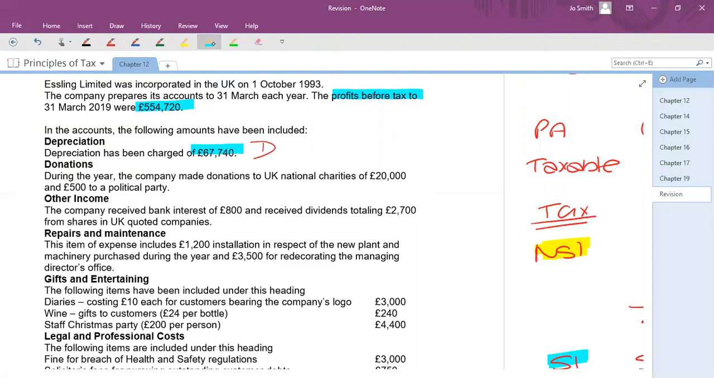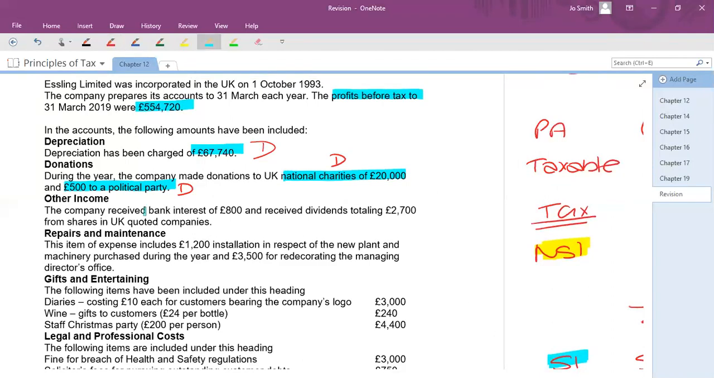And then we've got some donations. Donations are to a national charity and a political party. Both of those are disallowable. The only donations that are allowable is if you've got a local charity and you're getting some sort of benefit from them. Normally you get some sort of advertising because you're giving them some money.